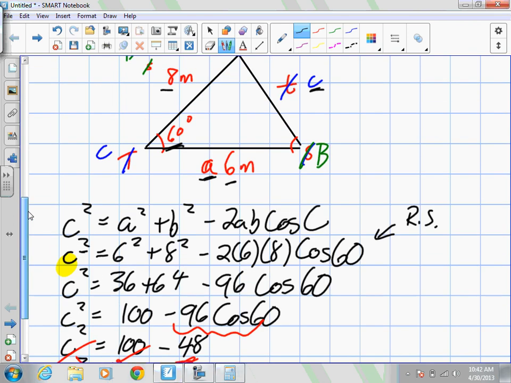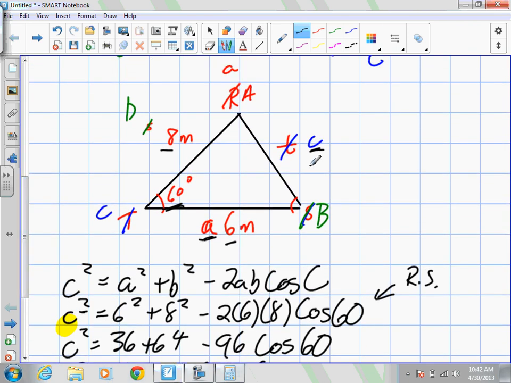No. Don't write. That's for the side. 7.2 meters. We've got it. Okay? That's solving for a side. Now let's use this information that we have. Let's say I want to find angle A. Okay? In this case, we've made a new question.